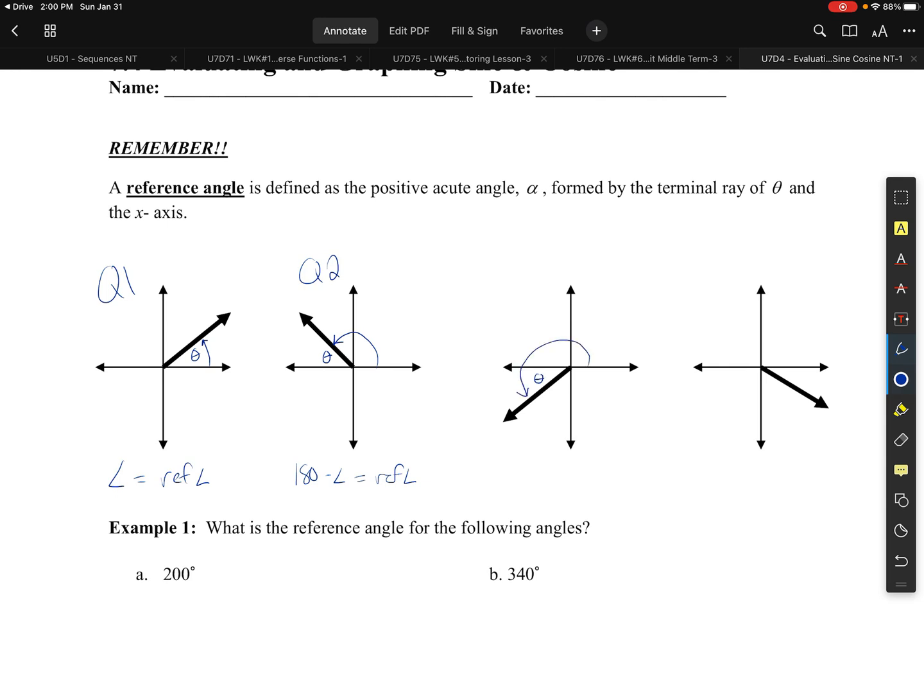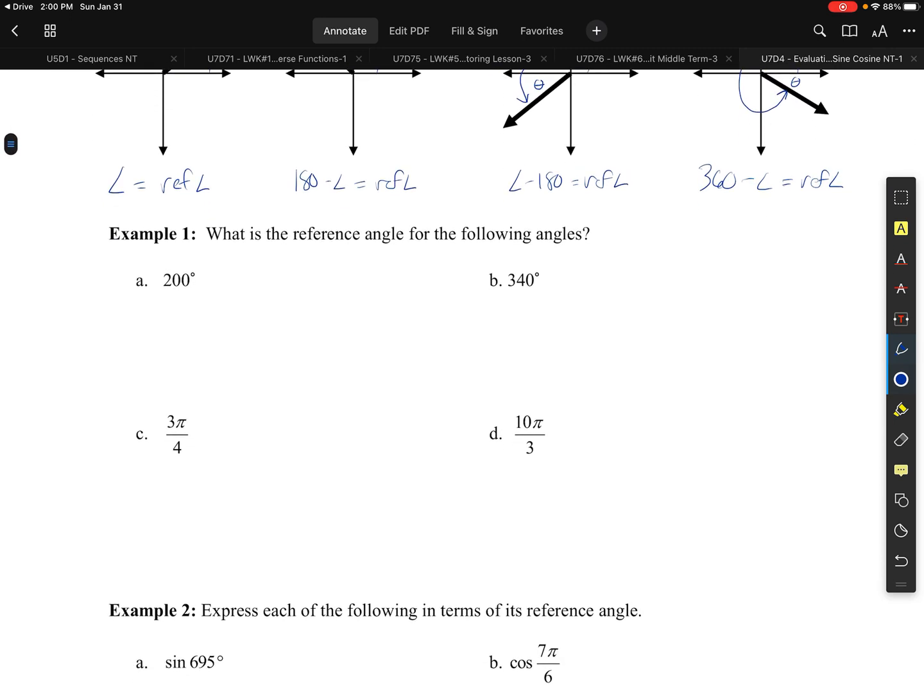Quadrant 3. Angle minus 180 equals reference angle. And last but not least, quadrant 4. 360 minus angle equals reference angle. And those are going to be essential as we move forward. So if we look at these 4 examples, if you want, take a moment, hit pause, try them out, come back.